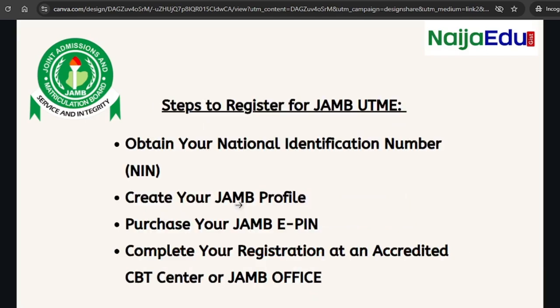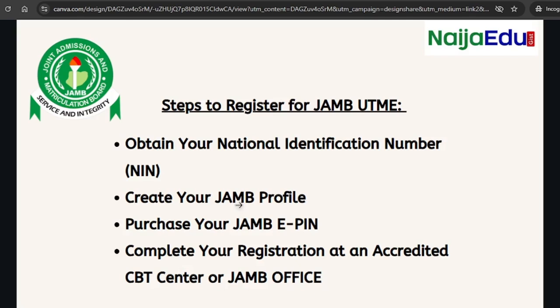So let's talk about the steps that are required for you to register for the JAMB UTME examination. Number one thing is that you need to obtain your National Identification Number, which is also known as your NIN. It is very, very compulsory because JAMB mandates it for all candidates that want to register. If you don't have one yet, you can visit any NIMC center or anywhere they register for NIN near you, and ensure you complete all the process.